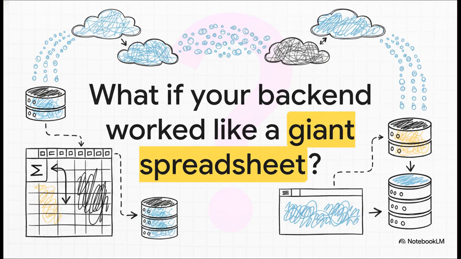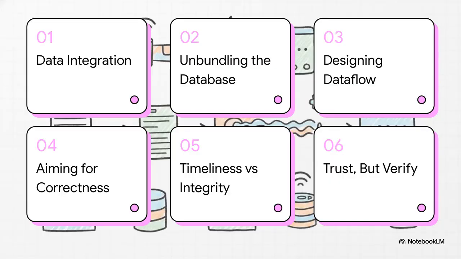Well, that's the brilliant metaphor at the heart of today's explainer. We're going to see exactly how to design backend systems where data flows dynamically, reliably, and automatically, just like those spreadsheet cells. All right, let's take a quick look at our roadmap. First, we'll tackle the data integration challenge, then unbundling the database. After that, we're covering designing around data flow, aiming for correctness, timeliness versus integrity, and finally, trust but verify. It's going to be a great ride from basic data integration all the way to verifiable asynchronous distributed systems.